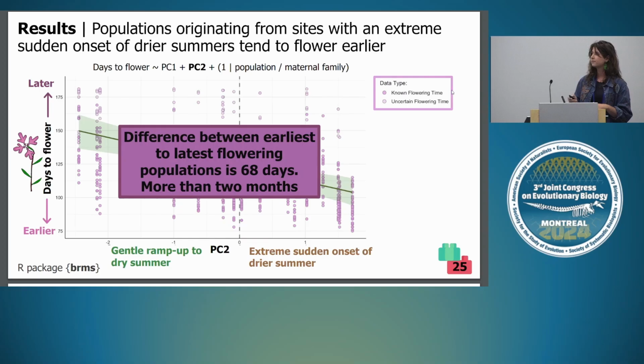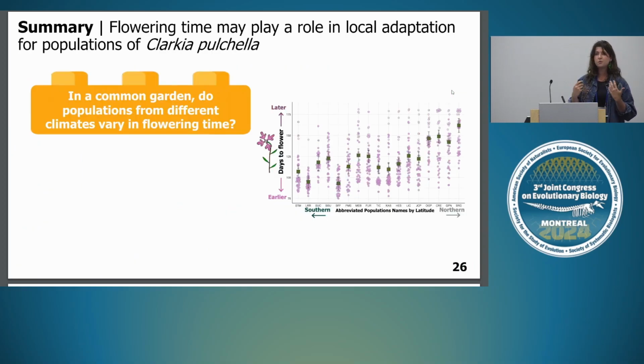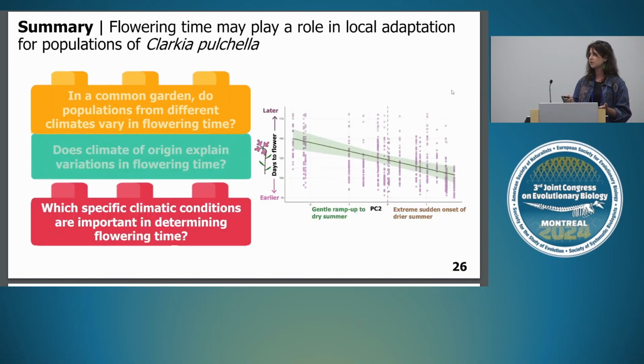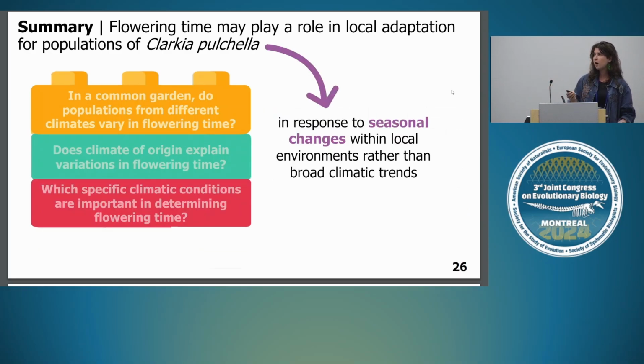So in summary, we found that flowering time is varying across these populations. We also found that climate of origin is important, specifically looking at both annual and summer transitions. But the summer transitions are the ones that are explaining the most amount of this variation that we're seeing in flowering time. And so overall, it seems like populations of Clarkia pulchella are adapting in response to these seasonal changes within their local environment rather than their broad climatic trends.